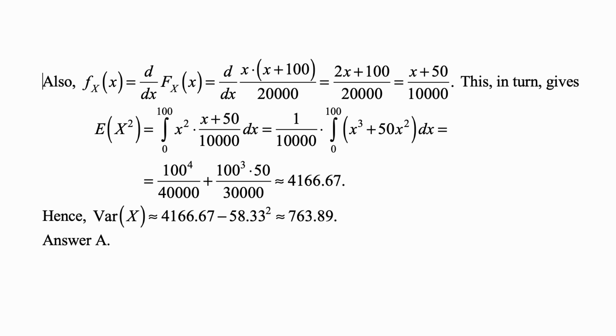And the variance is this second moment, 4166.67, approximately, minus the mean squared, so 58.33 squared, and this is approximately 763.89, and that's answer A.